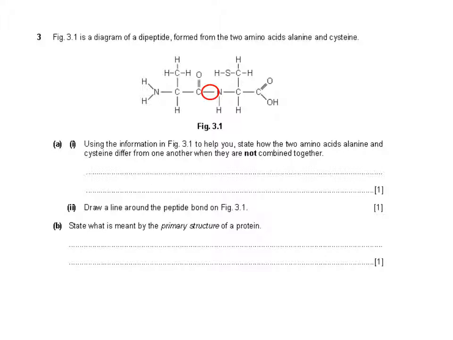The last part of the question says, state what is meant by the primary structure of a protein. So this is the sequence or order of amino acids.